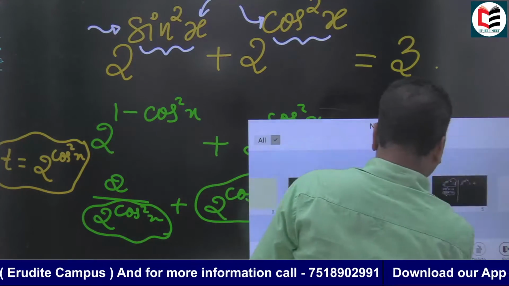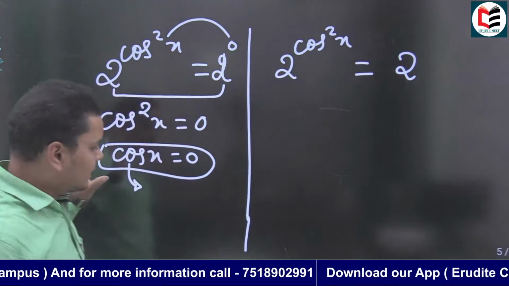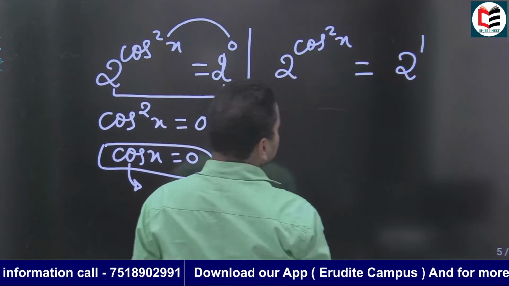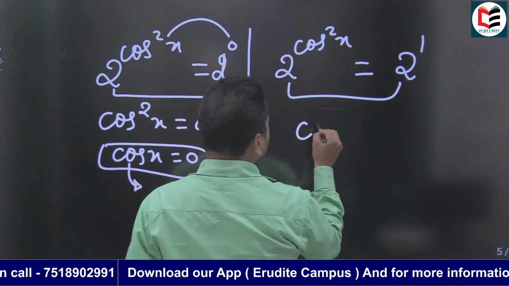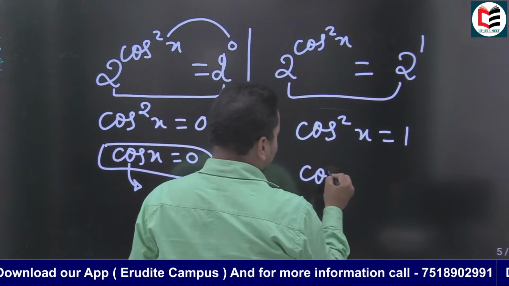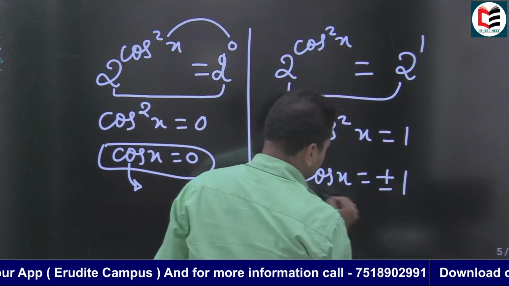So after solving this part, we will get our answer. First of all, we will solve this also, making it 1. We can equate this also. We will get here cos square x is equal to 1. From here we will get cos x equal to plus minus 1.